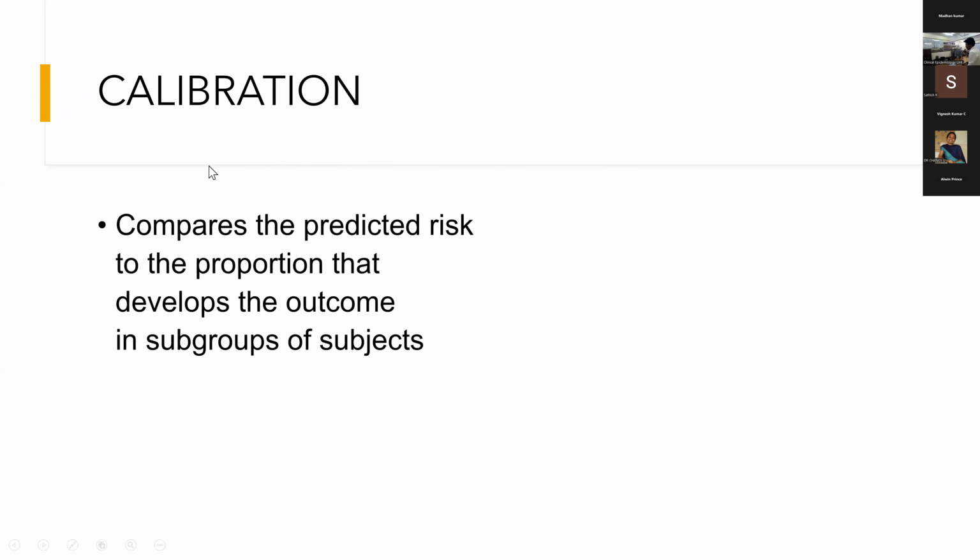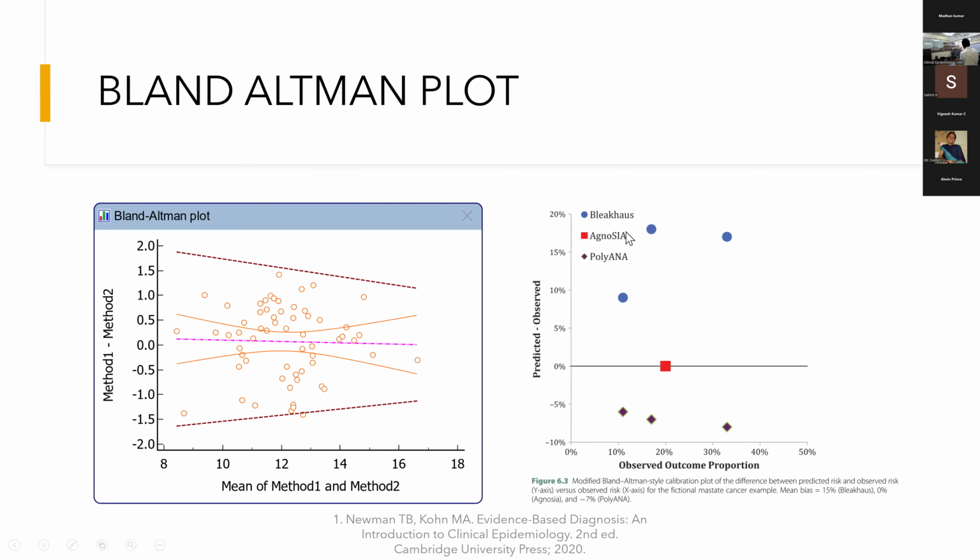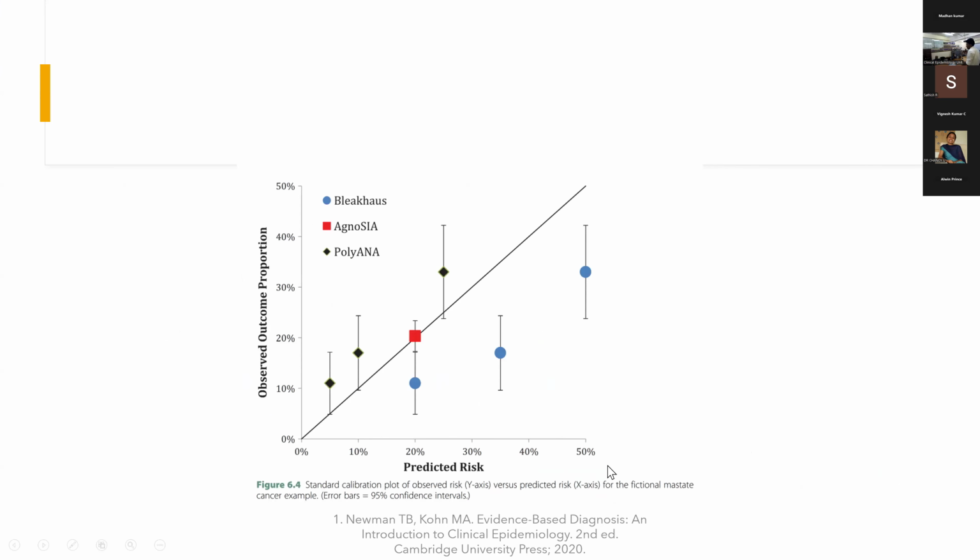So what calibration exactly measures is that it compares the predicted risk to the proportion that actually developed the outcome in subgroups of subjects. So how do we visually analyze the calibration indices? One such plot that we can use to analyze calibration indices is the Bland-Altman plot. How do we do a Bland-Altman plot?